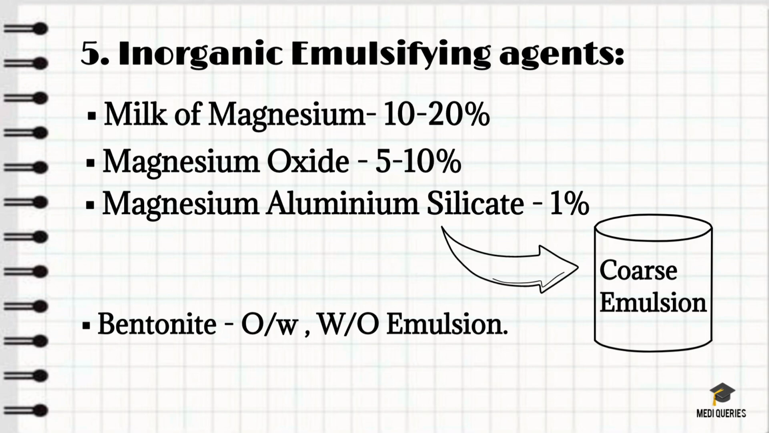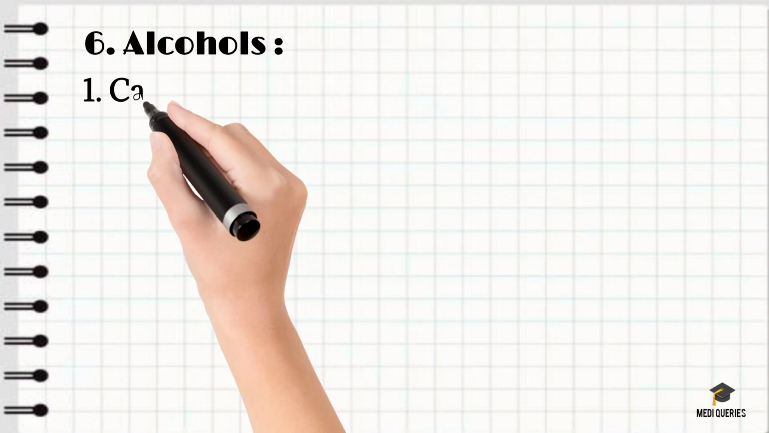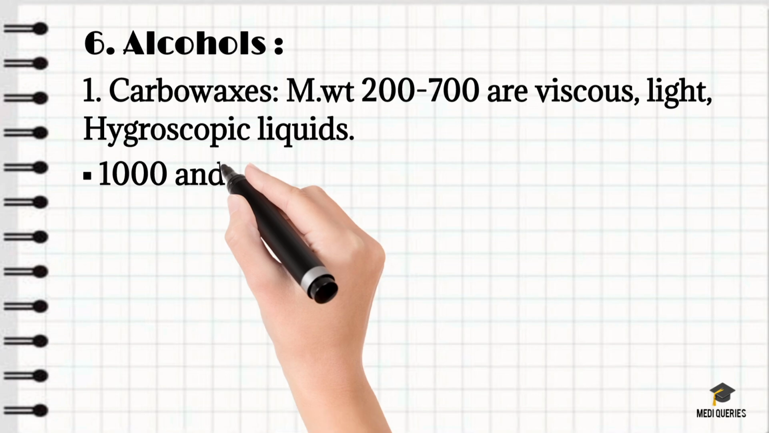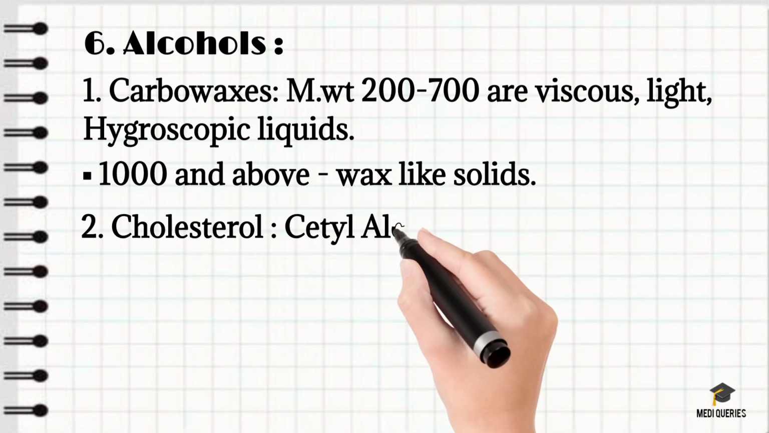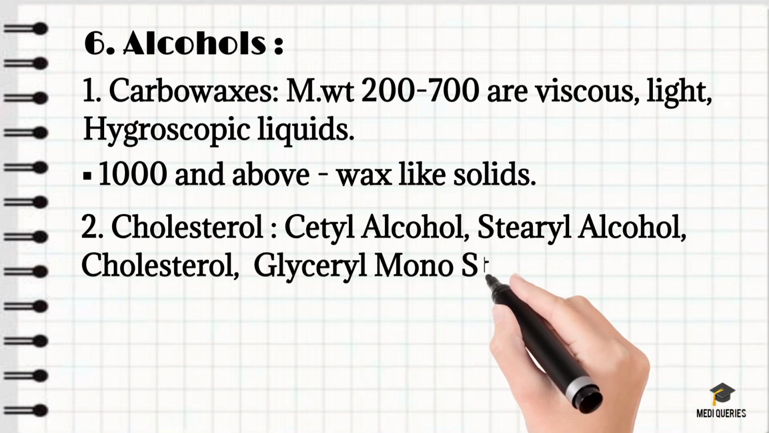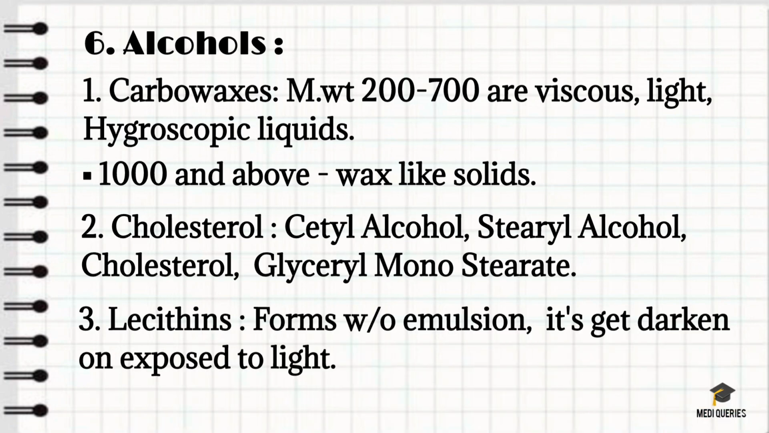Okay, and next one is the alcohols like carbowaxes, cholesterol and lecithins. First one is the carbowaxes. They are mainly used in the preparation of the ointments and the creams here. Carbowaxes having a molecular weight between 200 to 700 are viscous, light colored, hygroscopic liquids. Whereas carbowaxes with a molecular weight 1000 and above are wax like solids. So a product of a desired consistency can be prepared by using the right type of carbowaxes or a mixture of carbowaxes here. So next one is the cholesterol.